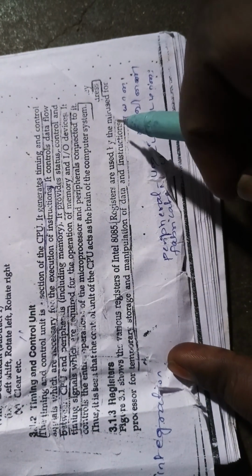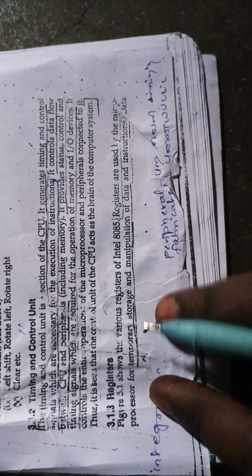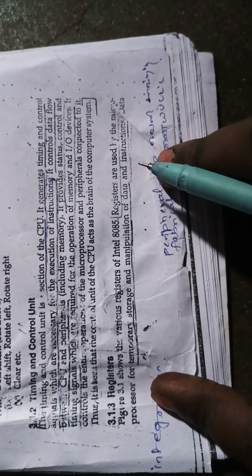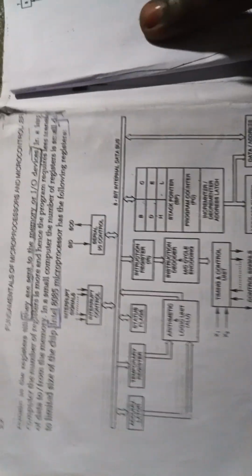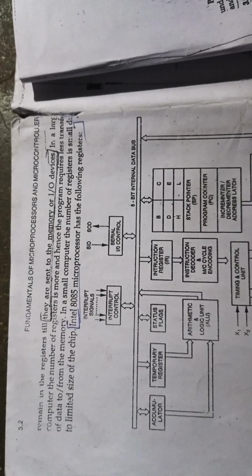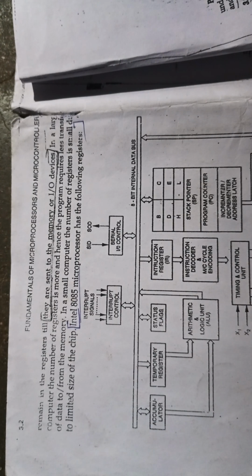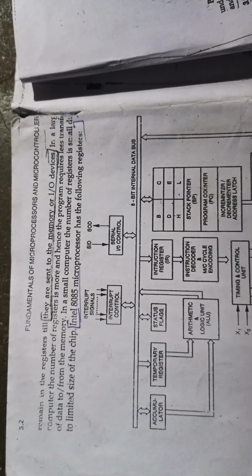Registers are used by the microprocessor for temporary storage and manipulation of data and instructions. Data remain in the registers till they are sent to the memory or input output devices. So actually register, first of all we have to understand it is a temporary register for storing the data and used to manipulate data. Manipulate means how we handle the data, so that we can understand it.